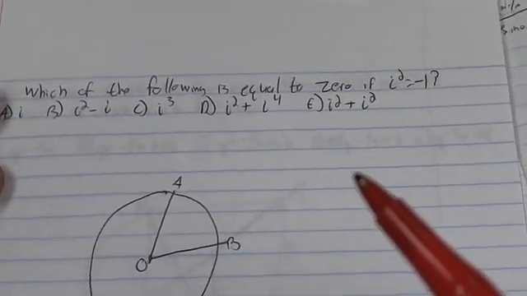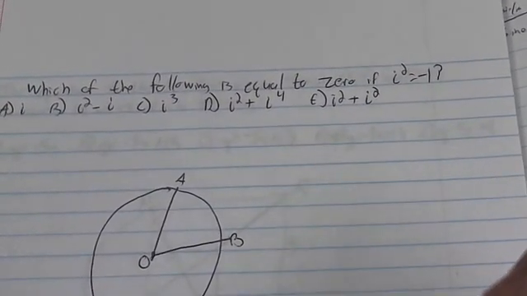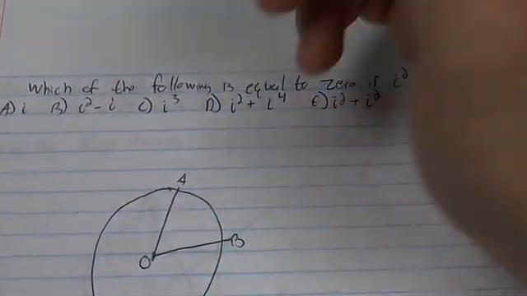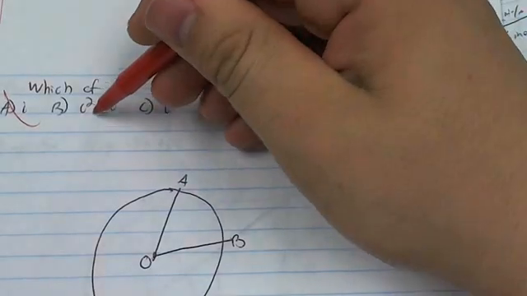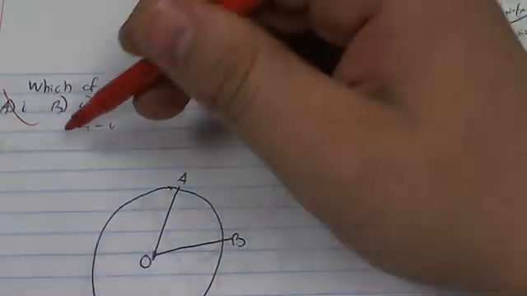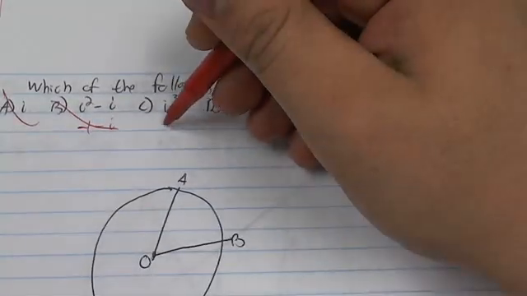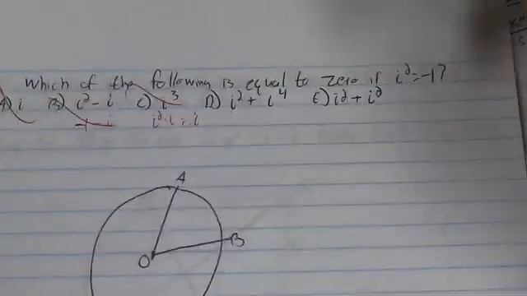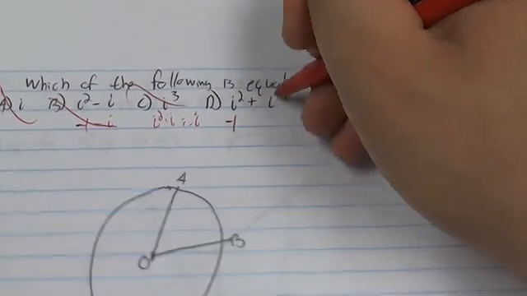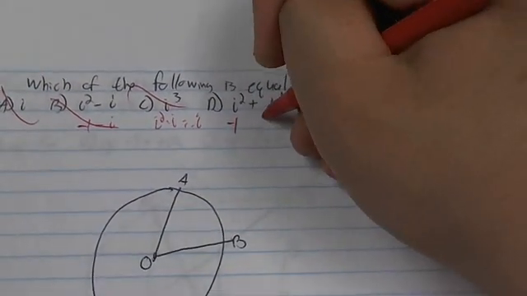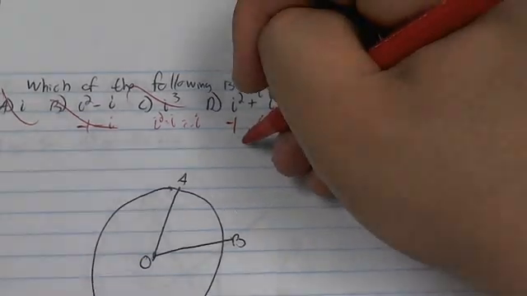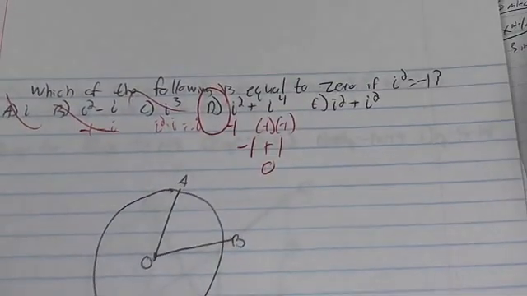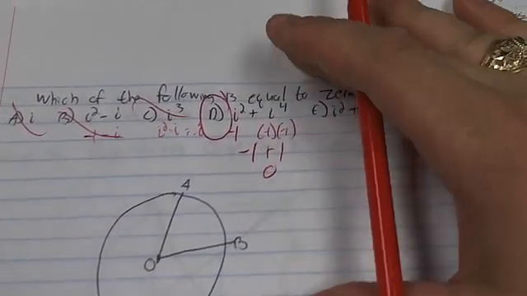Which of the following is equal to 0 if i squared is equal to -1? So i is just i. That's not 0. i squared minus i, that's -1 minus i. That's definitely not 0. i cubed is i squared times i, so that gives you a negative i. That's definitely not 0. i squared is -1. i to the 4th is i squared times i squared, so -1 times -1, which is +1. So you have -1 plus 1, which is 0. So your answer is D. This is an easy one, guys. We did this one a lot.